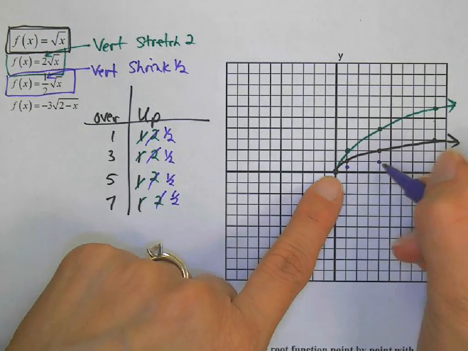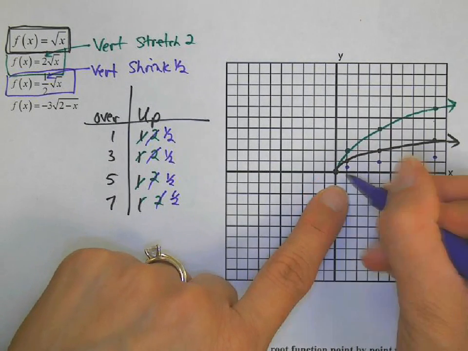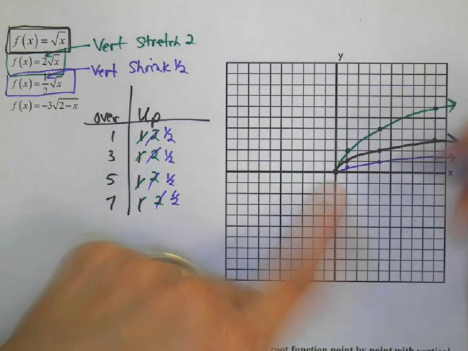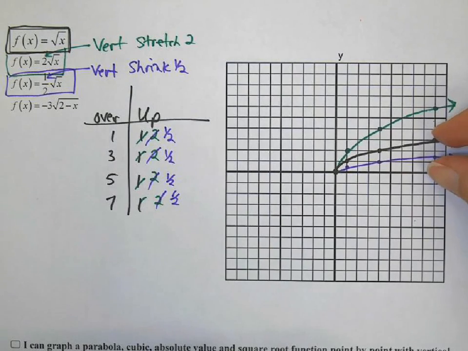That brings me to a full box. Over 5 up a half. Look at that. All of these are directly underneath my basic, but my basic one's up here, and this one's half as tall. Half as tall, vertically shrunk.